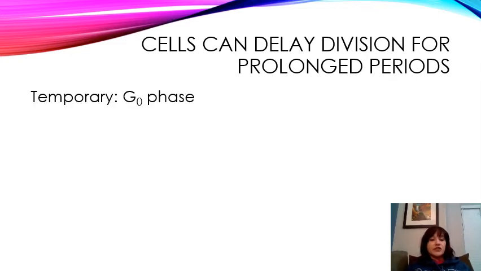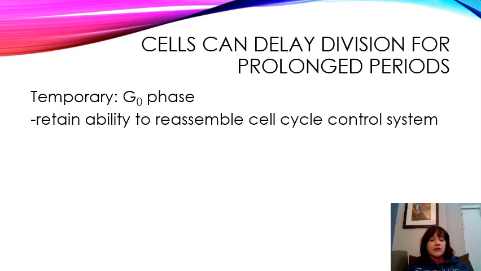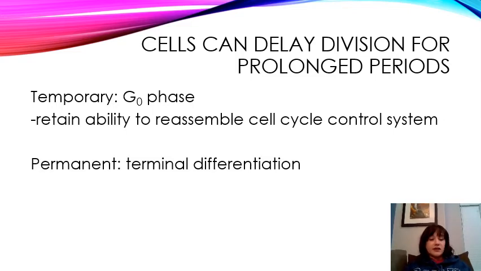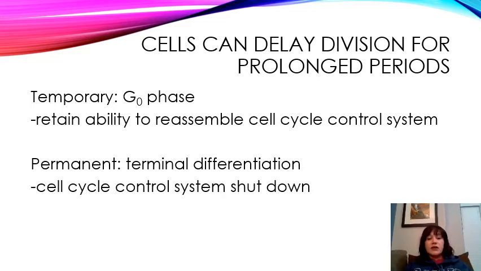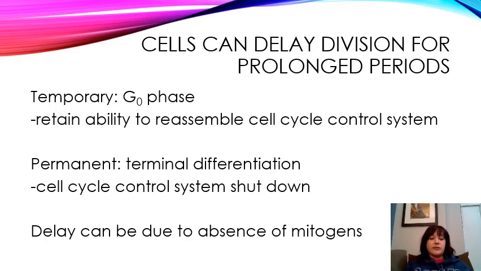So again, I talked about G0 phase, right? This is when the cell is in this resting phase where it's not going to divide for a while. However, it can ultimately shut everything down and never divide again. So an example of that would be the majority of the neurons in your brain, which are not proliferative, and so they are going to undergo terminal differentiation. They're never going to divide again.